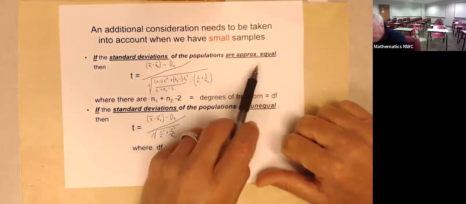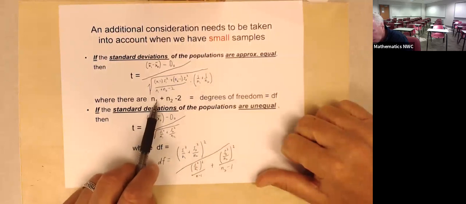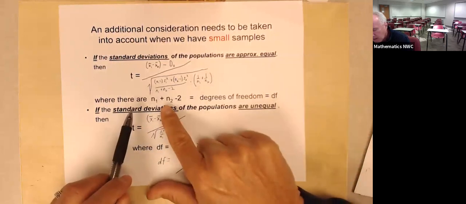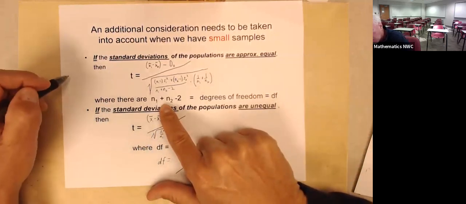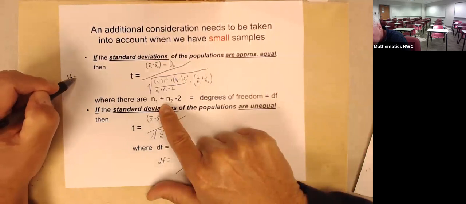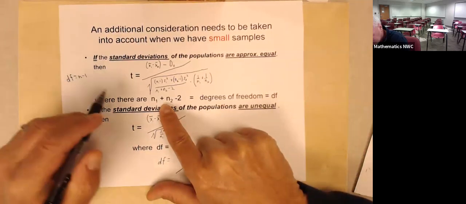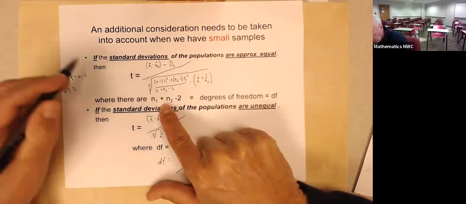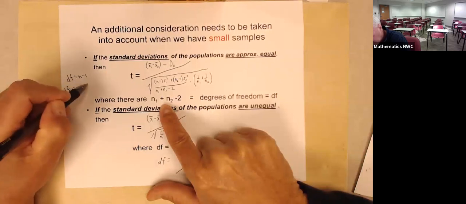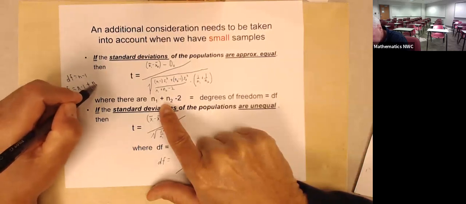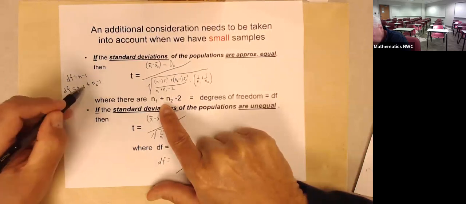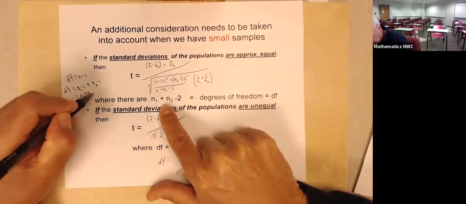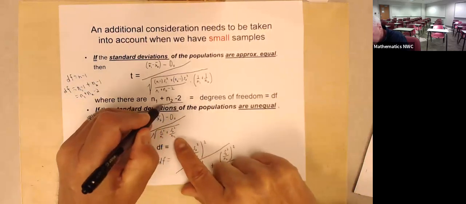However, our degrees of freedom is a very complicated looking formula. Up here, when they were approximately equal, the degrees of freedom was n1 plus n2 minus 2. Well, where did that come from, actually? Do you remember previously our degrees of freedom was always n minus 1? Well, now if I have two samples, it would be the first sample minus 1 plus the second sample minus 1. When you combine those, that's where they get this, n1 plus n2 minus 2. So that's where that expression comes from.